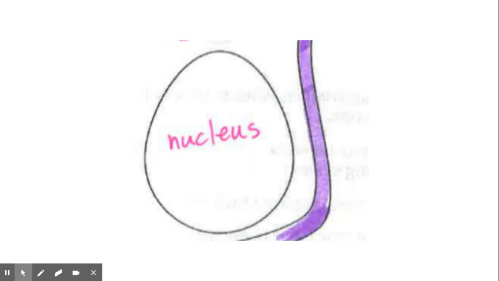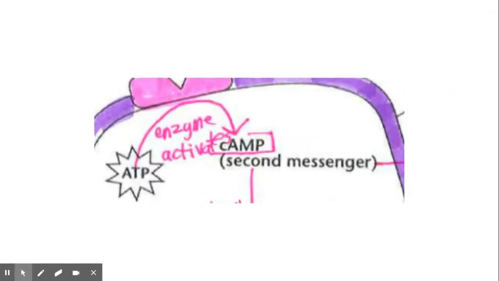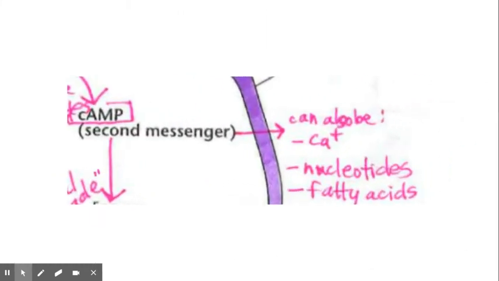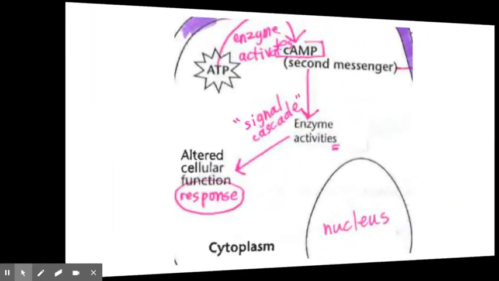Further down in the cell, we have the nucleus. And then ATP is going to be used to activate cAMP, which stands for cyclic AMP, and it is a secondary messenger. It's part of the transduction process. And cAMP isn't the only secondary messenger. We can also use calcium ions. Sometimes nucleotides and fatty acids act as secondary messengers. But their role is basically just to continue that signal cascade of transmitting the message further into the cell.